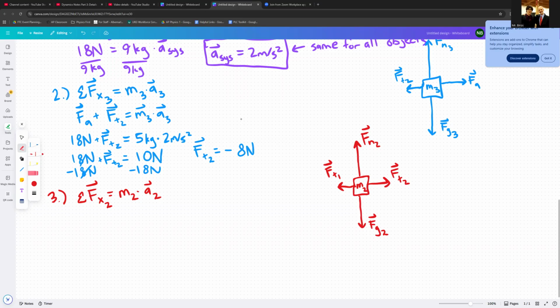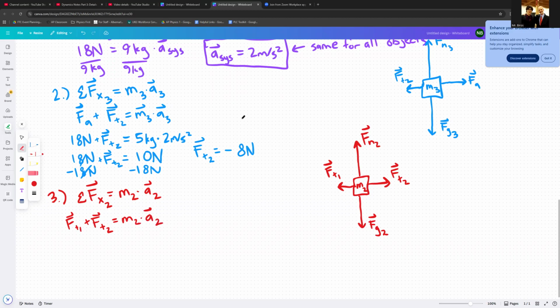Okay, let's set up our sum of forces. So we've got horizontal forces, Ft1, Ft2, equal to the mass number 2 times the acceleration 2.